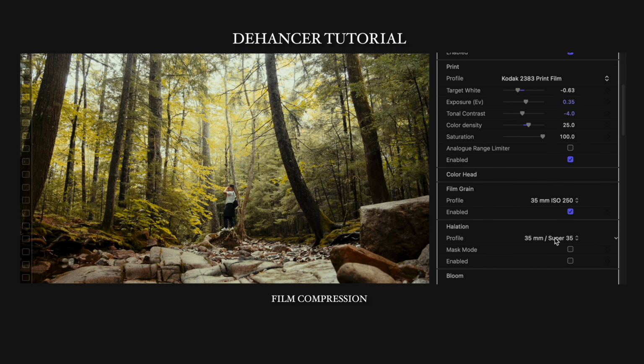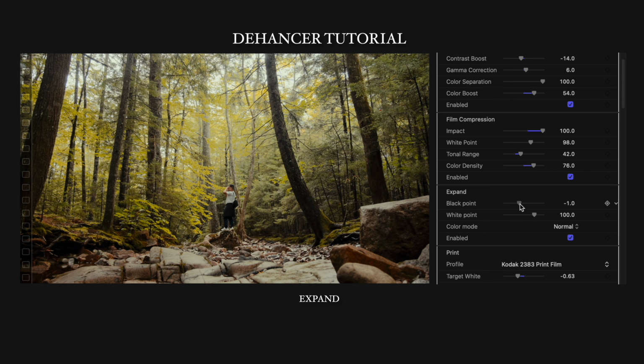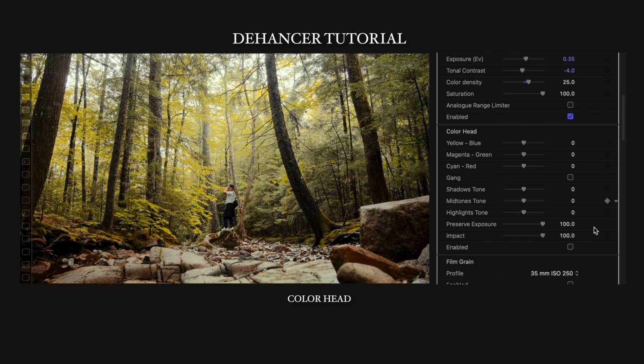Film Compression. This tool is helpful if you're looking for a subtle look and you want your images to be more calm. Expand. This one allows you to adjust the intensity of your contrast and highlights depending on how crushed or washed you want them to be. And Color Head. This plays similarly to your hue, saturation, and luma curves. The only reason I'd use this is if I'm looking to fix the white balance or the skin tones of my image. Now we're gonna get to the fun part.